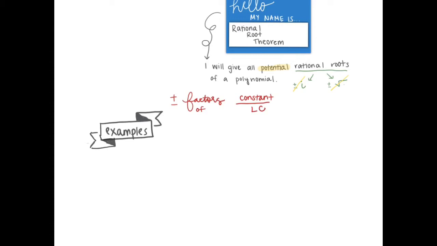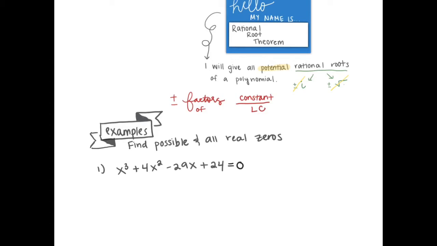So our very first example, I want you to determine or find the potential roots of this problem. That's what I want to make sure that you leave here today feeling comfortable with. And I'm going to go ahead and find all the real roots. So the polynomial we want to look at today, or the first one, is x cubed plus 4x squared minus 29x plus 24. First, let's try grouping.